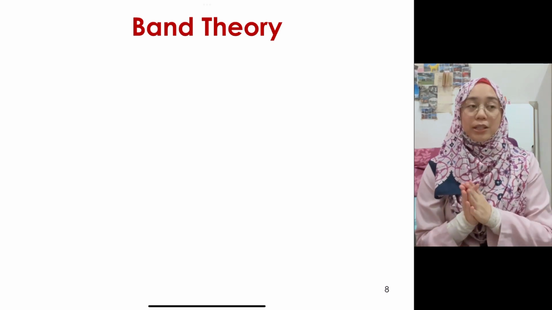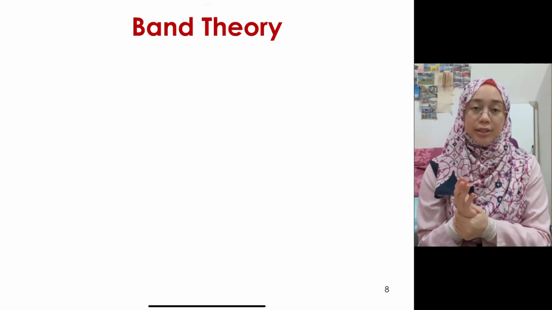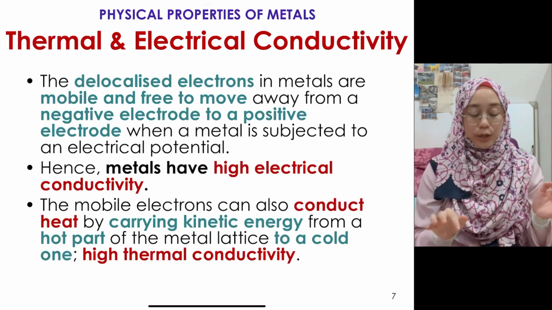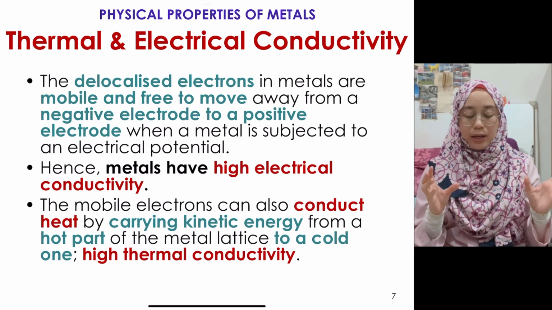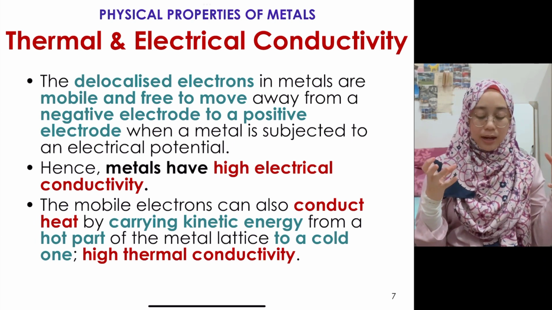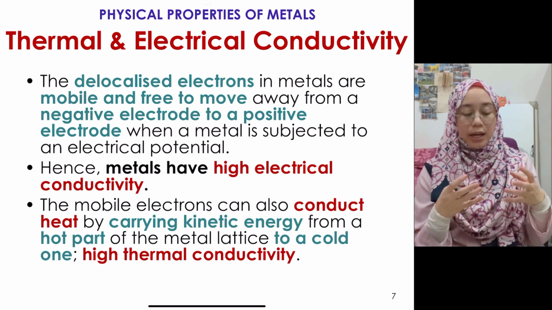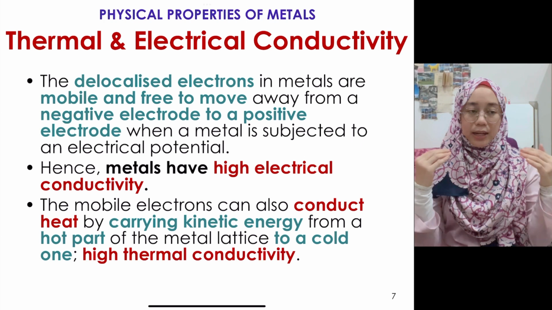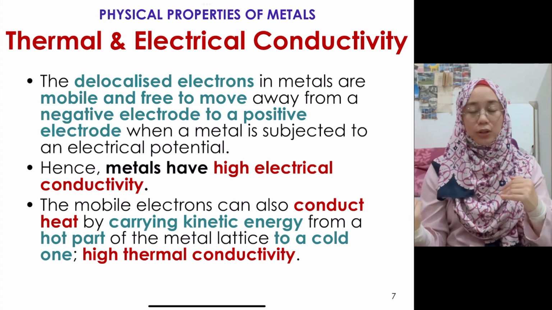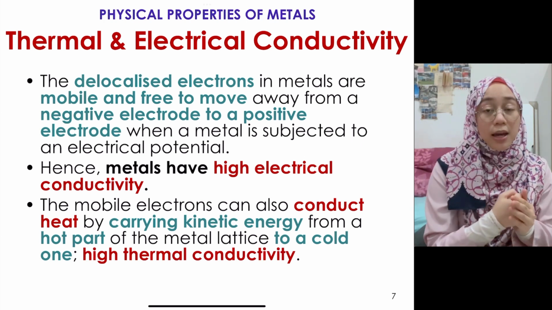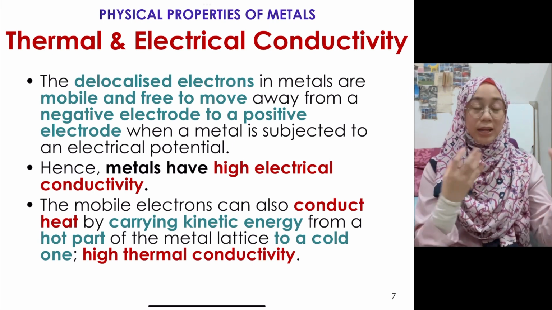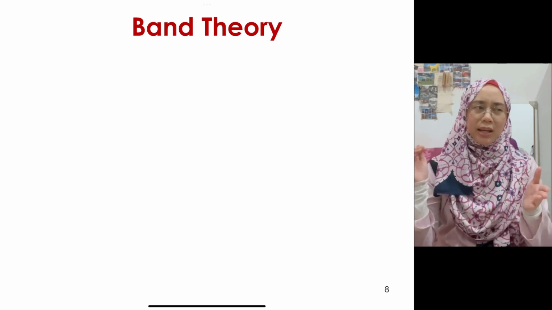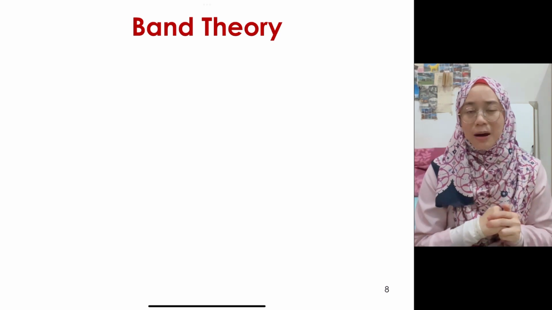Now, the band theory. We are still talking about electricity, but now we use band theory to explain it. Previously we just said that mobile electrons can carry heat, or that electrons can move around between the negative electrode and the positive electrode if we supply a potential, so it can conduct electricity. But now we want to look at band theory, meaning we want to go deeper into what actually happens.